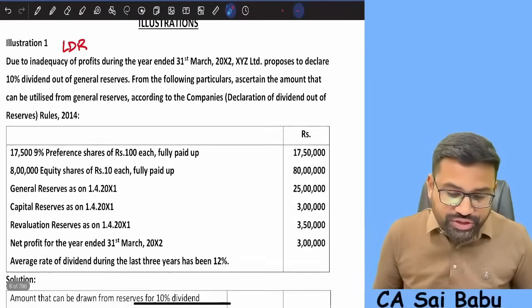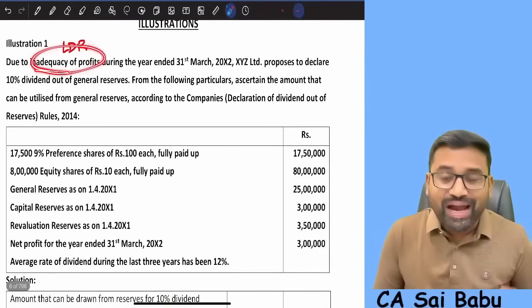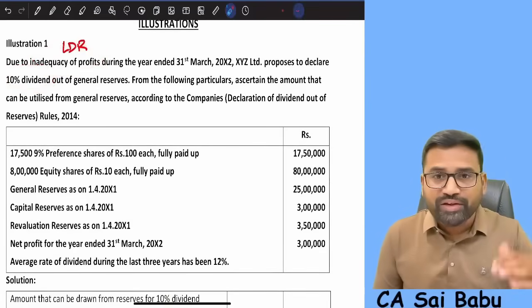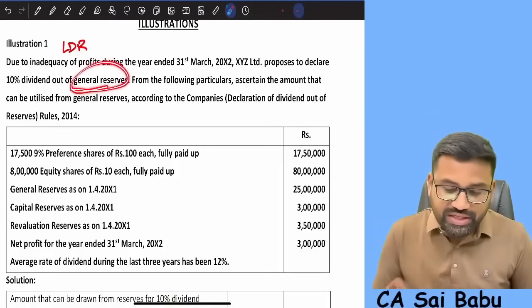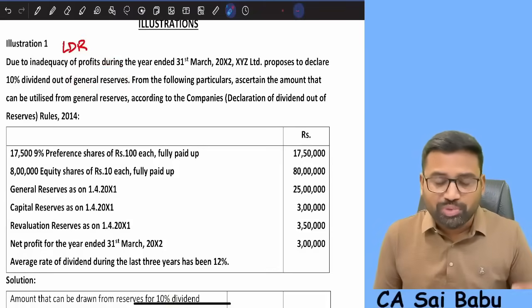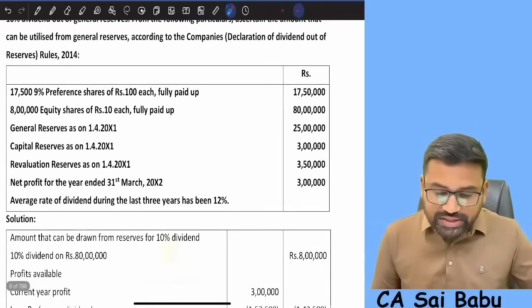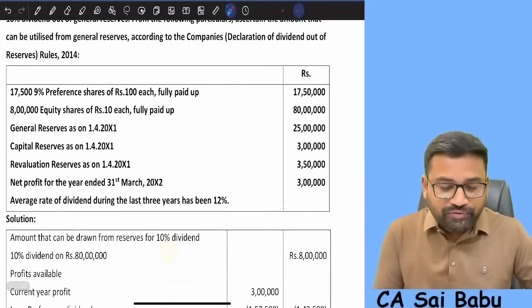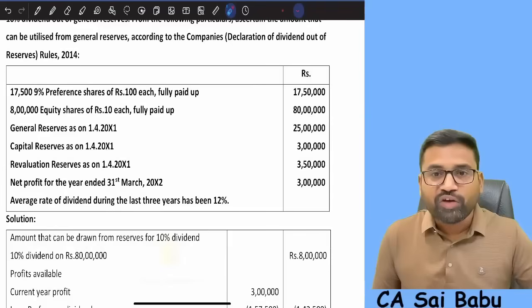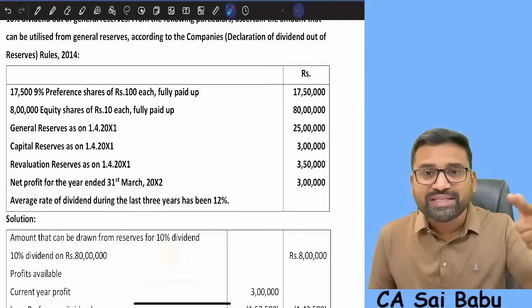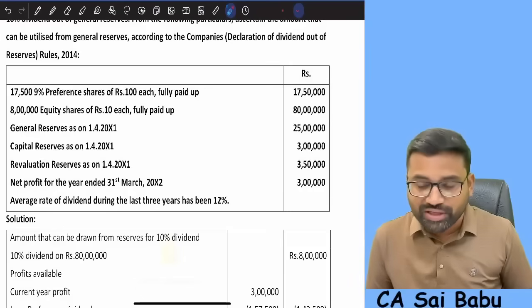Now in this illustration one, sir, the company does not have adequate profits in the current year, but still wants to pay a dividend of 10% by using general reserve. They are asking how much amount they can withdraw from general reserve by following the rules. In this case, the company has preference share capital of 17 lakh 50,000. Whenever we have preference share capital, first from the available profits, preference dividend will be paid. Then only the balance profit will be used for payment of equity dividend.